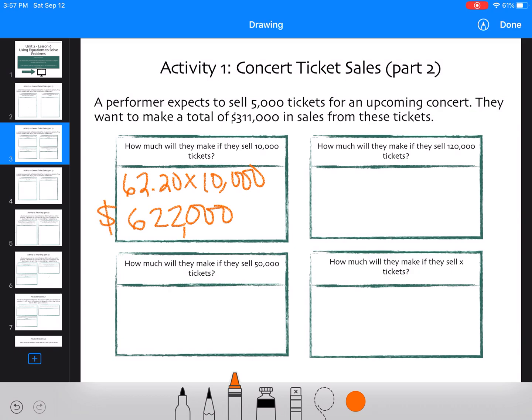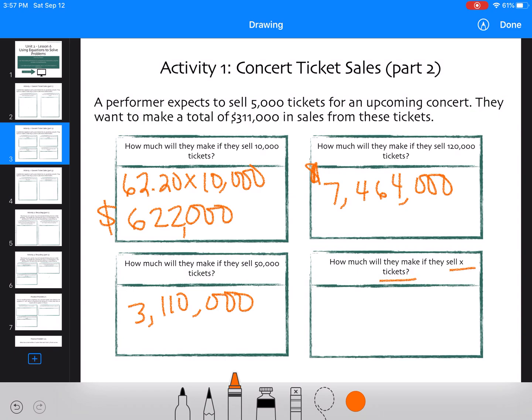How much would they make if they sold 120,000 tickets? Now we're getting into the millions. How much would they make if they did 50,000 tickets? How much would they make if they sold x tickets?